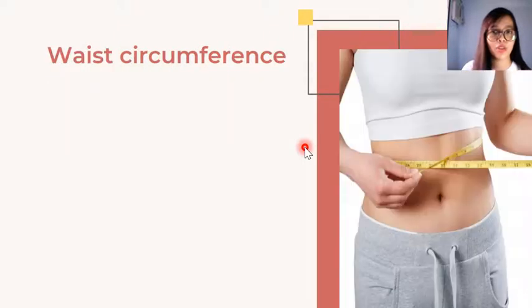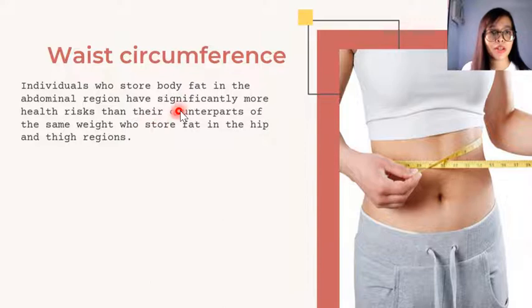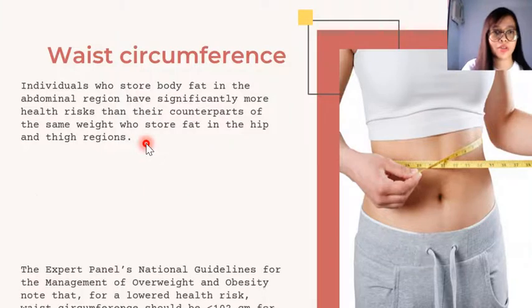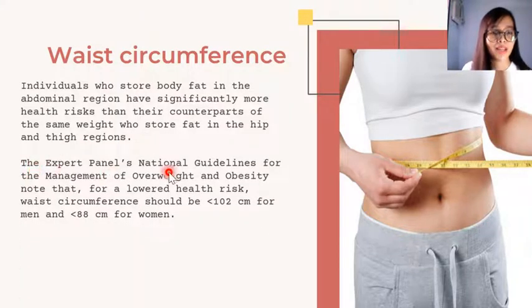Let's now proceed with your waist circumference. Individuals who store body fat in the abdominal region have significantly more health risks than their counterparts of the same weight who store fat in the hip and thigh regions. That is according to the book. The expert panel's national guidelines for the management of overweight and obesity note that for a lowered health risk, waist circumference should be less than 102 for men and less than 88 for women.